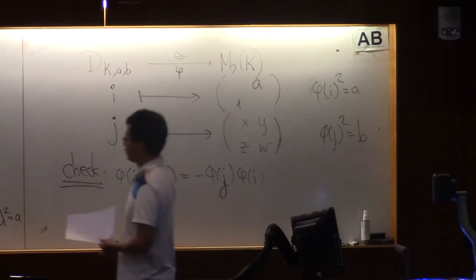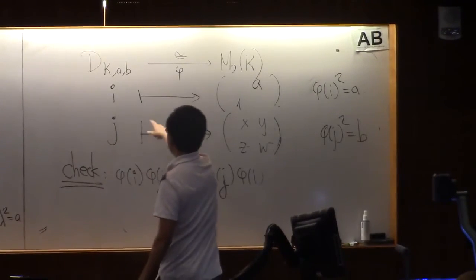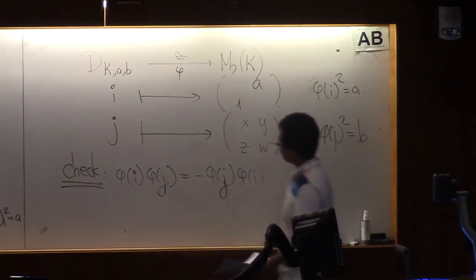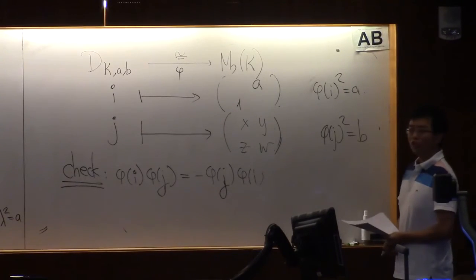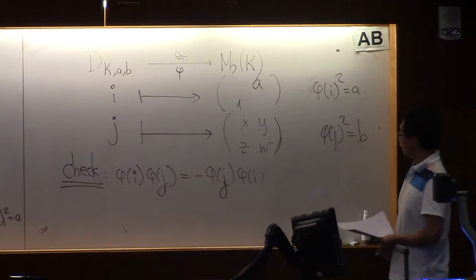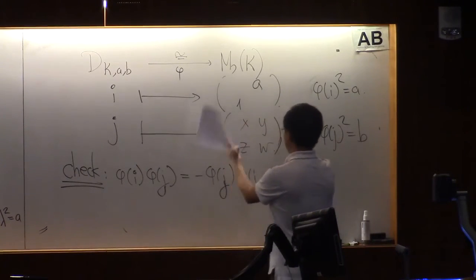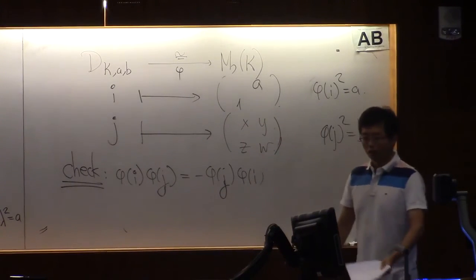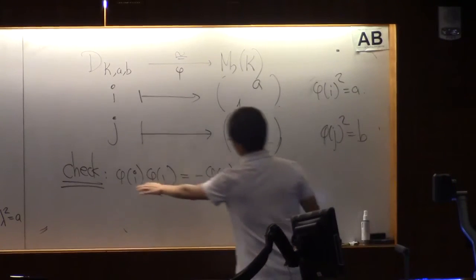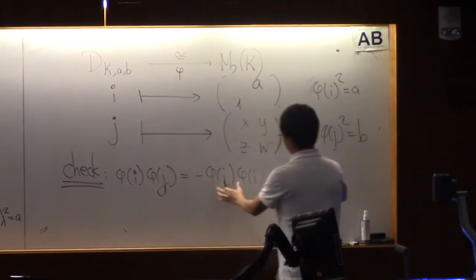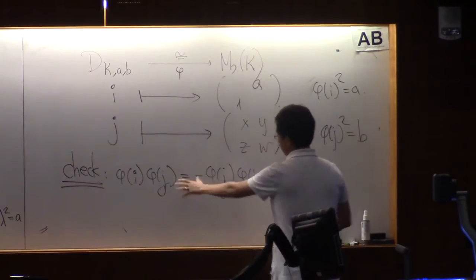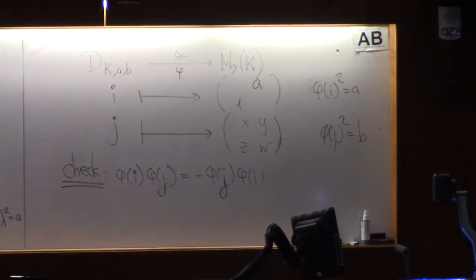Right. So now you play this small trick, and you rigidify where I should go. And now you want to understand where J is going. J is going to somewhere, x, y, z, w, I have no idea. But it must satisfy this equation that phi of I, phi of j equals negative phi of j, phi of I. Now let's explore what this equality tells you.